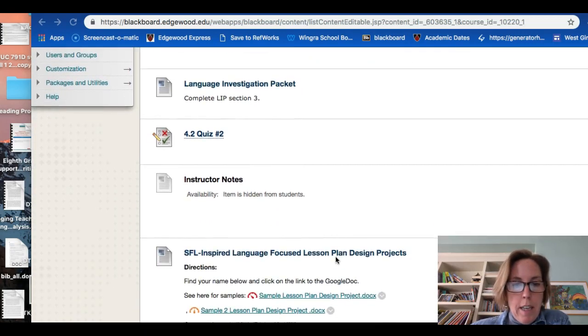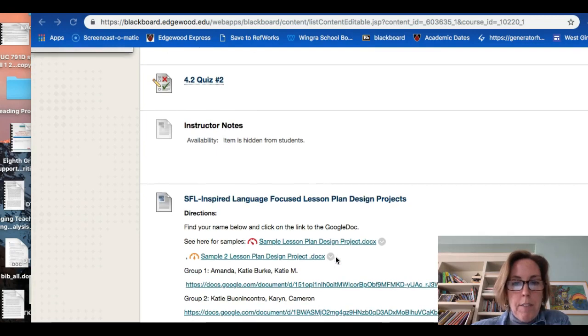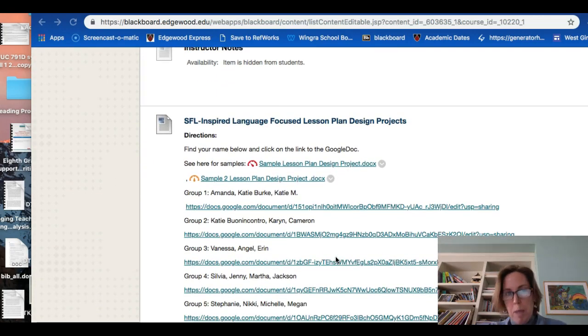Okay, the other thing, the new big group thing that you're going to be working on this week is what I'm calling SFL inspired language focused lesson plan design projects. No acronym to go with that. Basically what I've learned over the years working with in-service teachers is that one of the benefits of doing lesson plans or lesson designs is to do theory to practice. So what are we learning and how's it going to go into practice? But it is not necessary for everyone to do all aspects of planning a lesson.